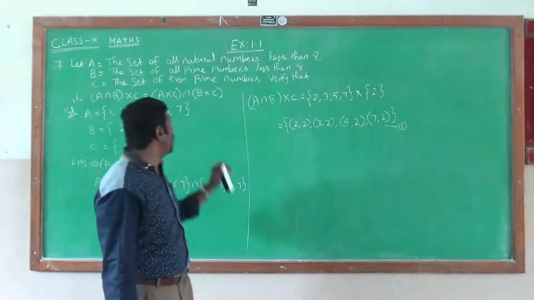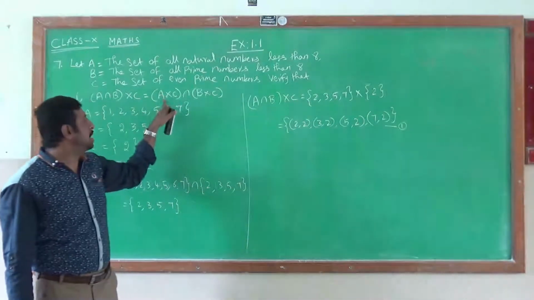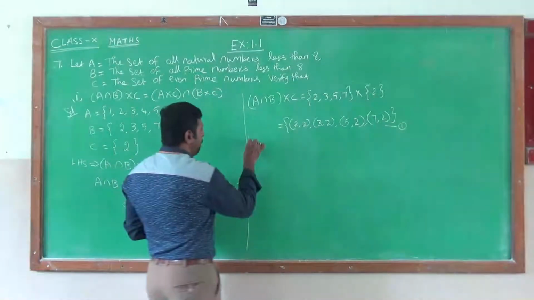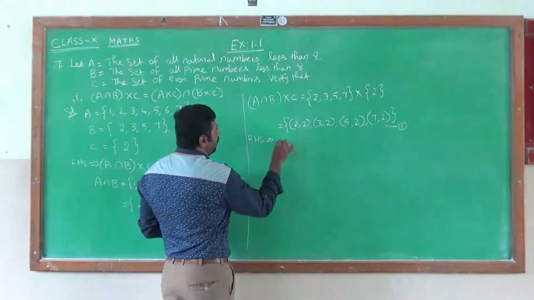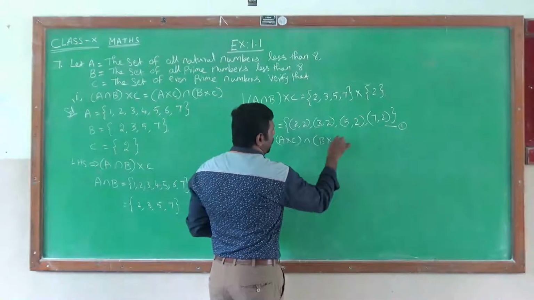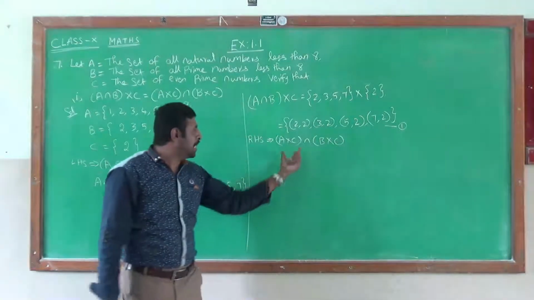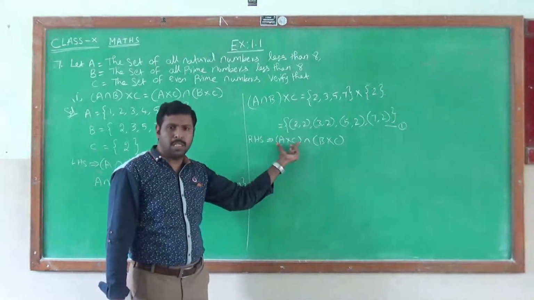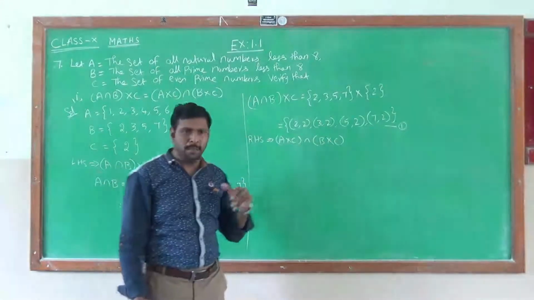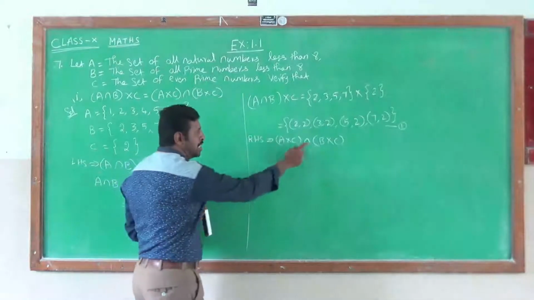Now we want to find the RHS set. In the RHS, we have (A × C) ∩ (B × C), right? First we want to find what is inside the brackets. First we want to find A × C, and then B × C. Then we have to find the common elements between the two sets, that is the intersection.